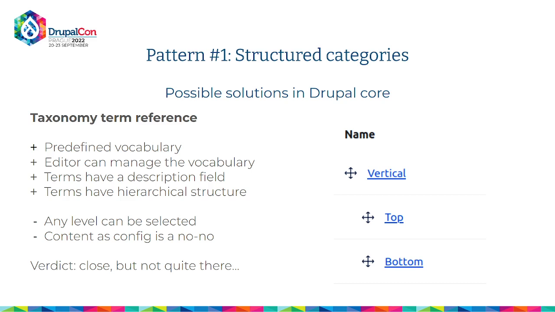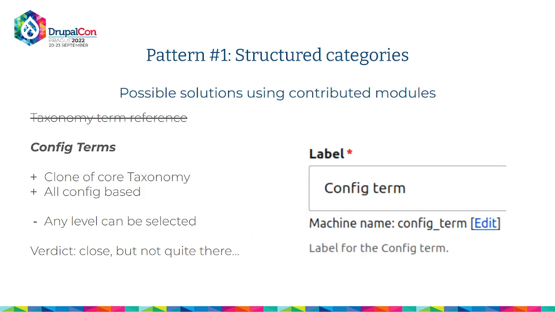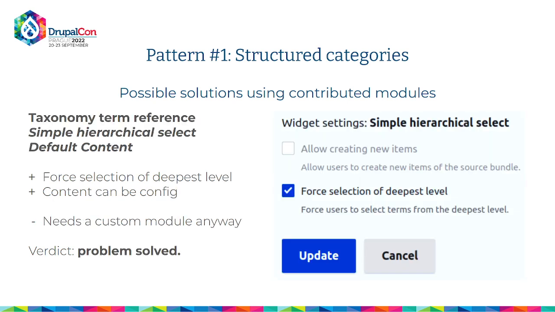And you should not be using content as configuration, because it makes it very hard to reproduce your site or application across different environments. So this is close, but not quite there. If we start adding contributed modules to the mix, you might find something interesting like config terms, which is essentially a clone of taxonomy. It's all config based. As you can see, instead of numeric IDs, you will find machine names. We still have the problem of level selection, but in general, this is an acceptable solution for many use cases. Just not quite the one we're talking about here.